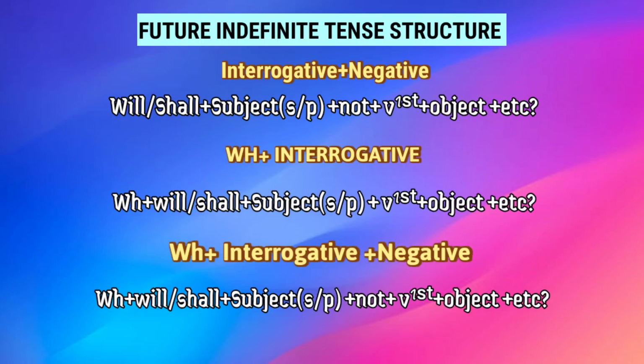Question mark. If the sentence is WH plus interrogative plus negative, then WH, plus will or shall, plus subject singular or plural, plus not, plus verb's first form, plus object, plus etc.